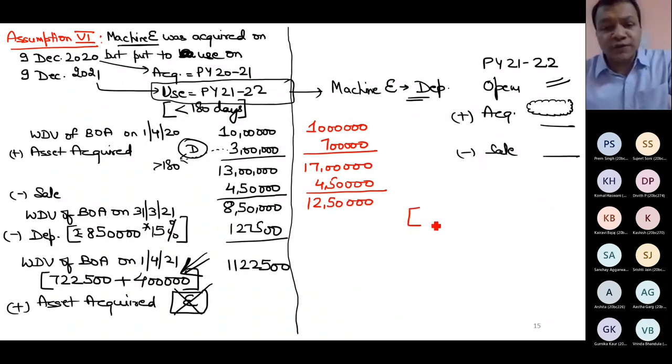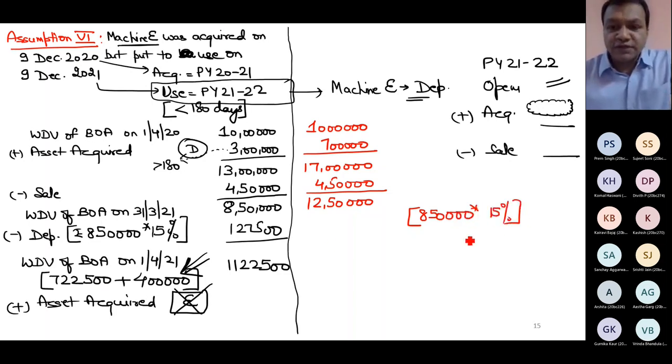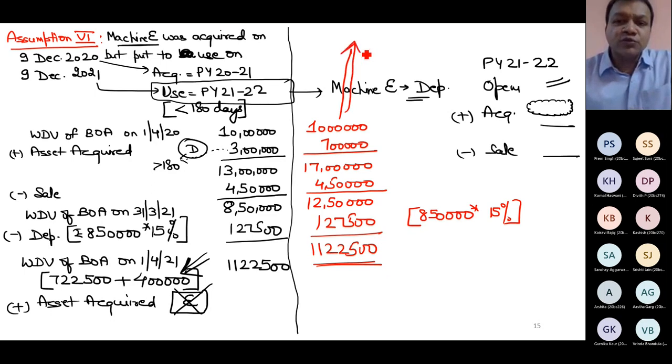I should not charge on 1250. I should do the calculation like this. 850 into 15%, which gives me 127,500, and it becomes 1122,500. So I think this is what Prem you are saying. In this way I should do.